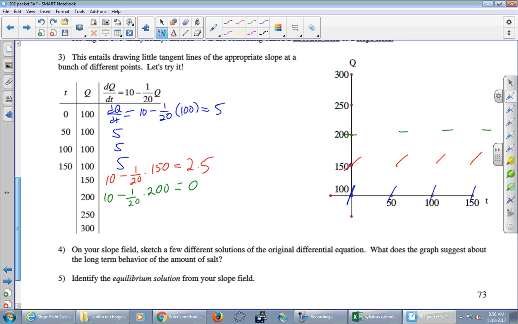Okay, we'll go to 250. What do we get there? Negative 2.5 is good. So remember the red ones were 2.5. So you're going to draw something just like the red, except what? Just opposite, downhill.